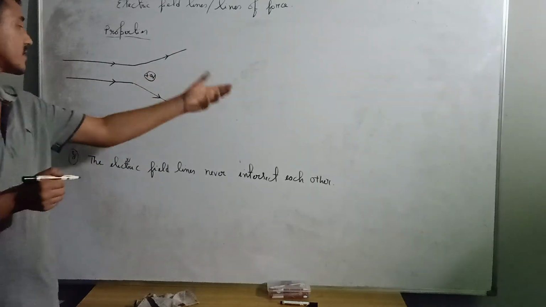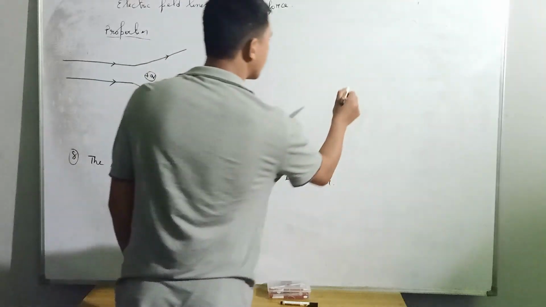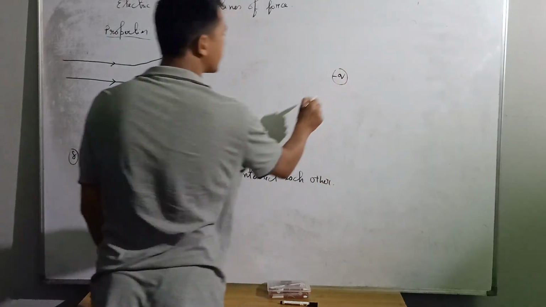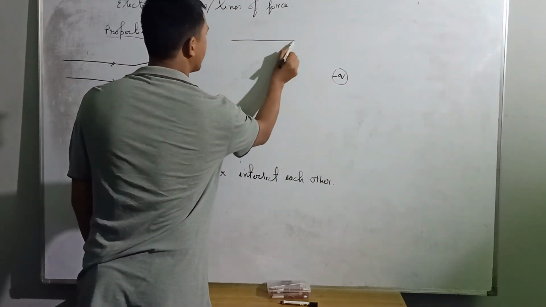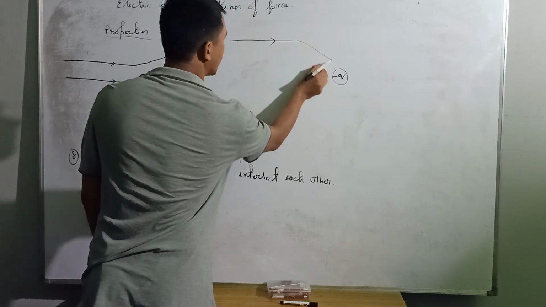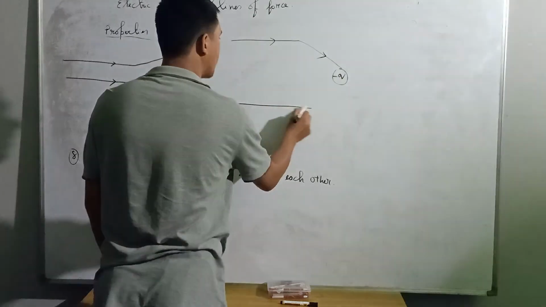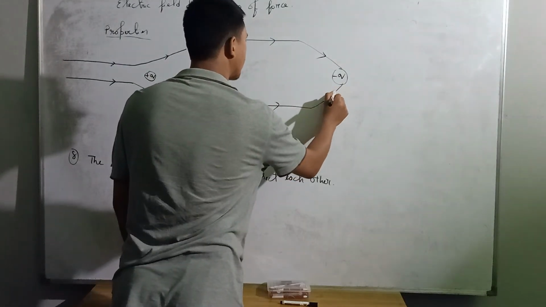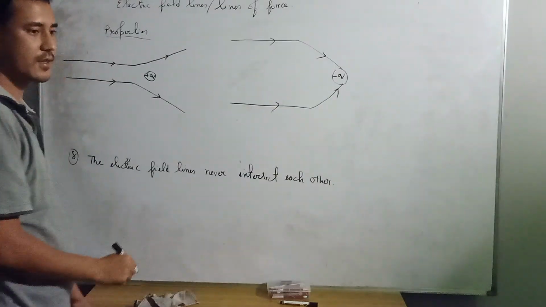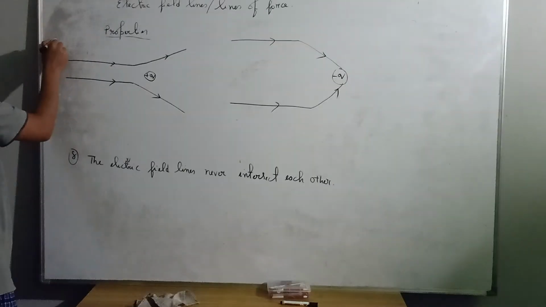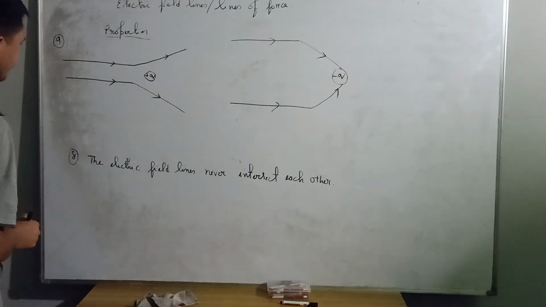But it is attracted by a negative charge. Suppose this is your negative charge. This is your field line coming in this direction. It will be attracted by the negative charge. The field line coming in this direction will also be attracted by the negative charge. Is it okay? So this is your ninth property.